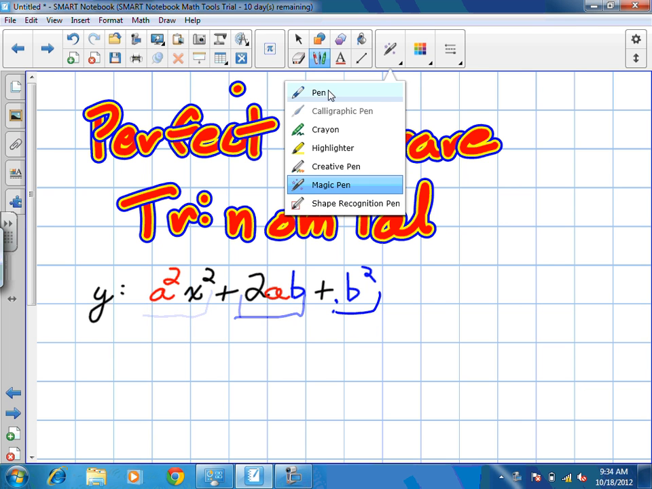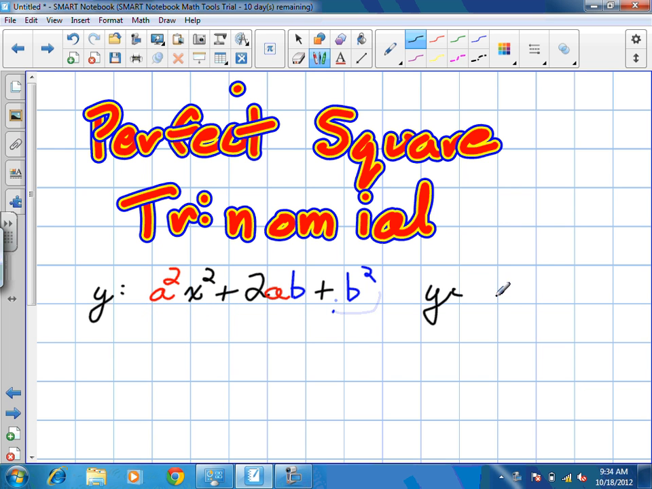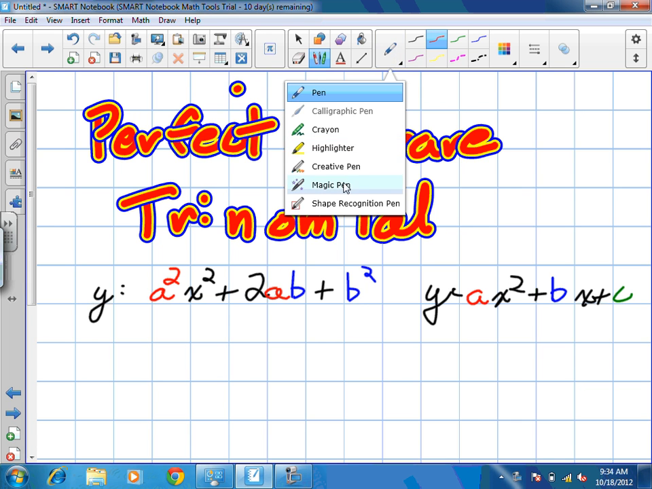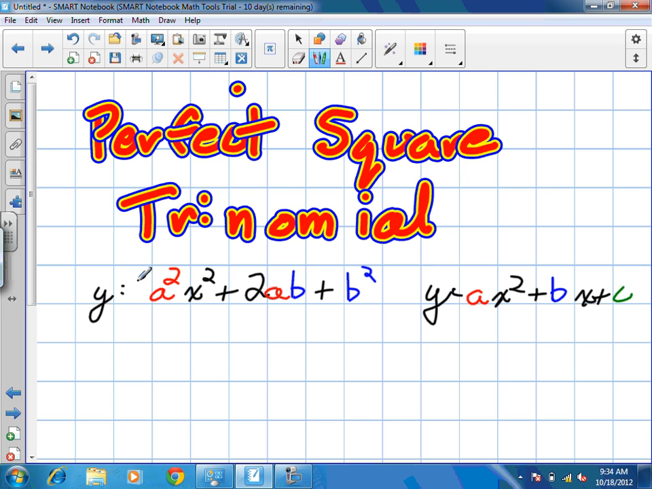Again, our standard form, what we're used to seeing, is y is equal to ax squared plus bx plus c, right? So there's our c, our b, and our a. The only difference here is they've drawn comparisons. They've discovered that there's only a few that are made this way, and we can square root the first term and the last term, and the roots of those two terms multiplied by 2 will give us the middle term.